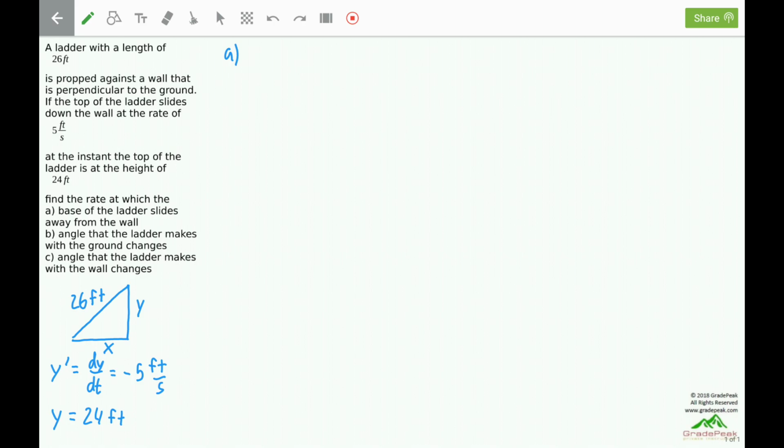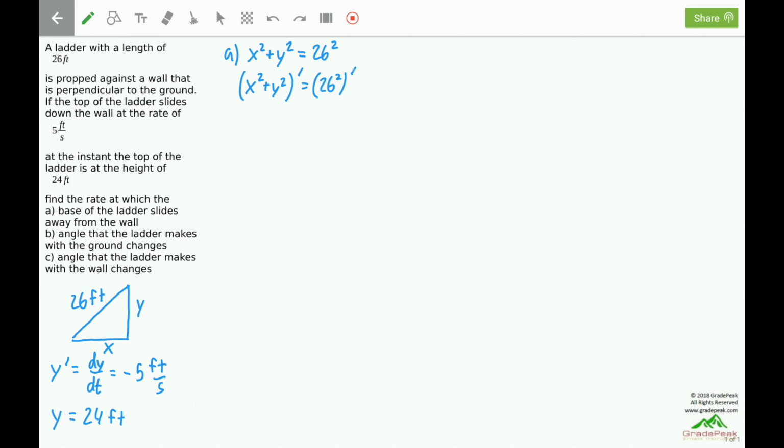Well, x and y are legs of a right triangle, so we have the Pythagorean theorem here. One leg squared plus the other leg squared will equal the hypotenuse squared. There's our related variables equation. We can find the related rates equation by taking the time derivative of both sides, indicated by a prime on both sides. This will be a time derivative, and every variable is implicit with time, so every variable will get a prime when you take the derivative.